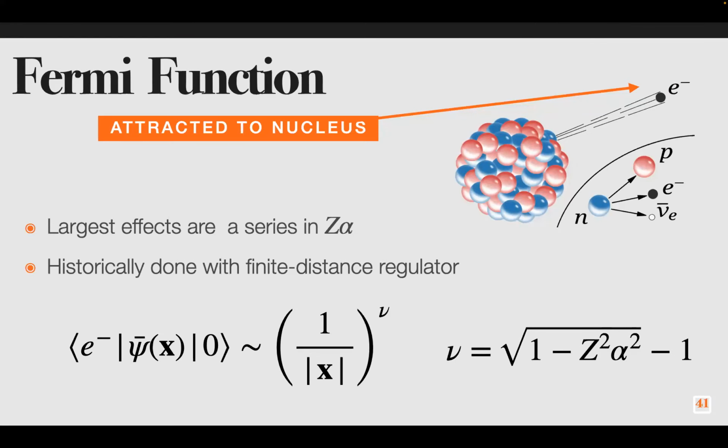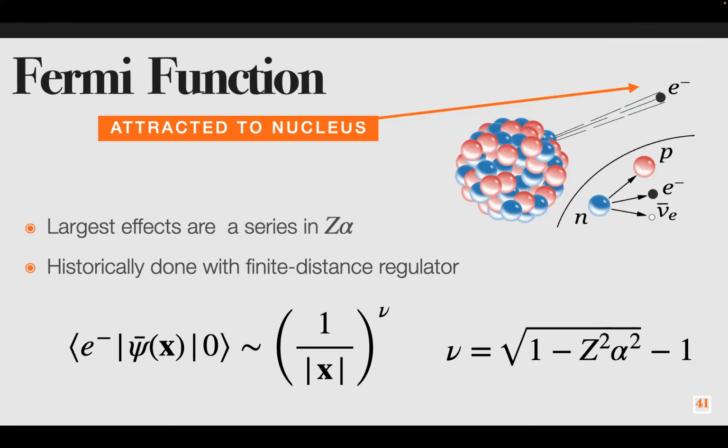But the electron is relativistic in beta decays, so you can't use a Schrodinger wave function. You have to use a Dirac wave function. And unfortunately, that Dirac wave function diverges at the origin. So what people did historically is they would just chop this off at the nuclear radius.